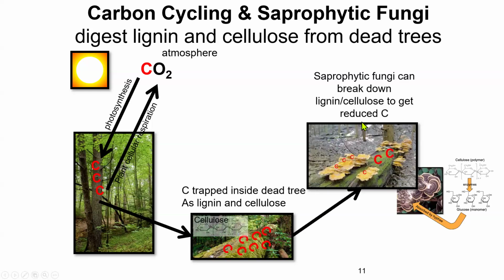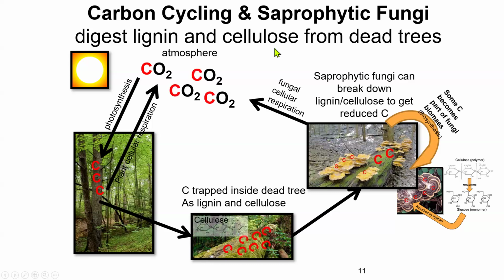And then fungi come around and they have these specialized enzymes that are pretty much unique to fungi and maybe a few species of prokaryotes that are able to break apart these bonds that make up cellulose and lignin and take that carbon that's trapped here in the trees and move it into their own biomass. And some of that carbon gets converted into the biomass of the fungi, but those fungi in turn will also do cellular respiration and return some of that carbon back to the atmosphere too.